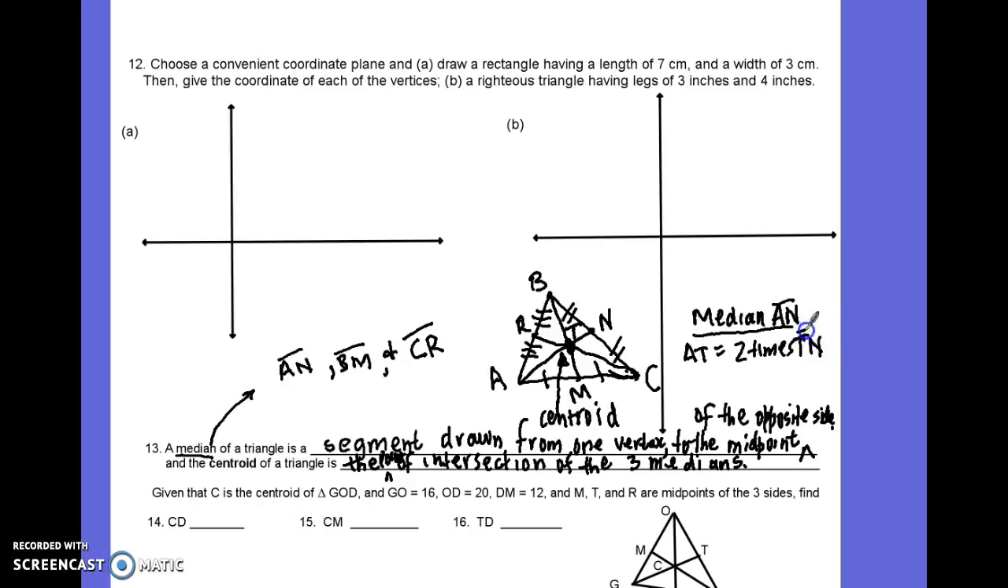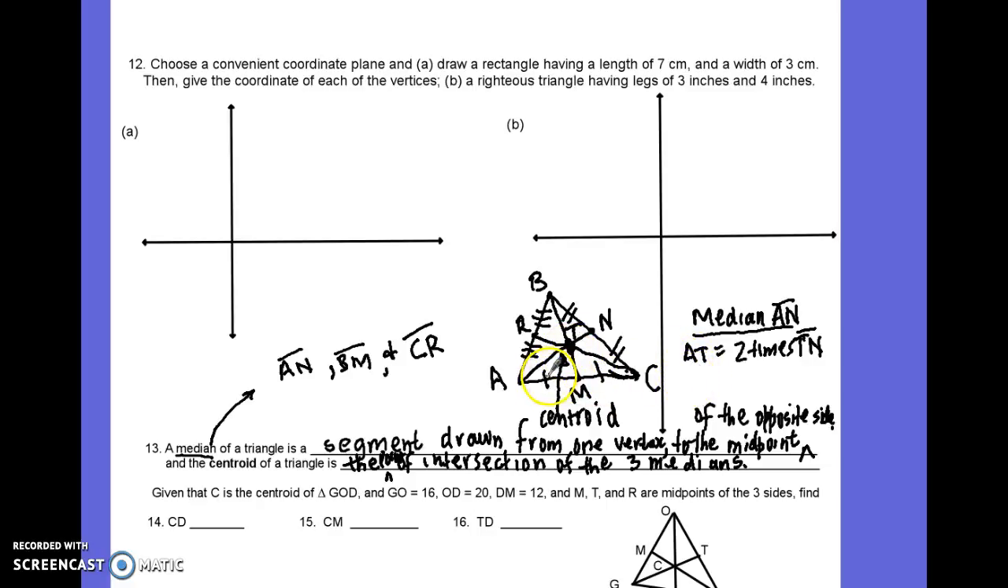In other words, the longer segment of the median is twice the shorter one. Similarly, the distance from T to C is twice the distance from R to T. And finally, the distance from B to T, which is the longer segment, is going to be twice the distance from T to M.